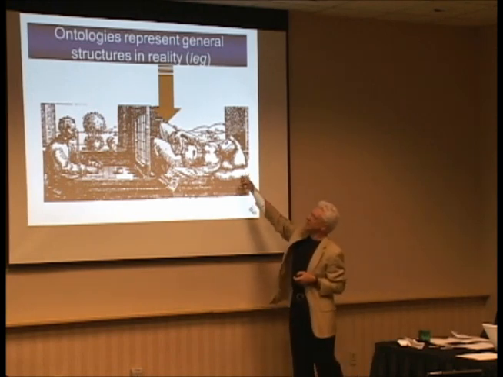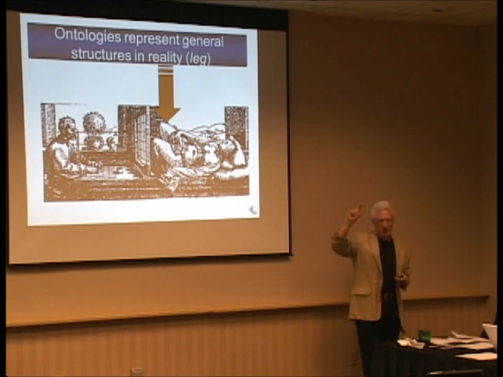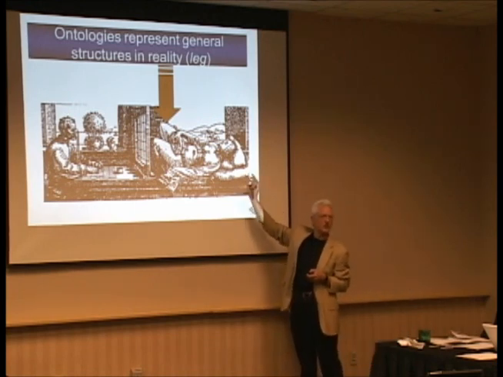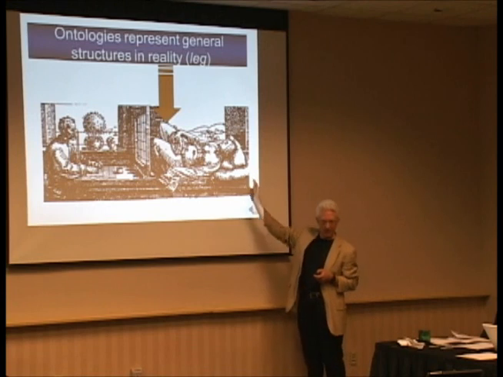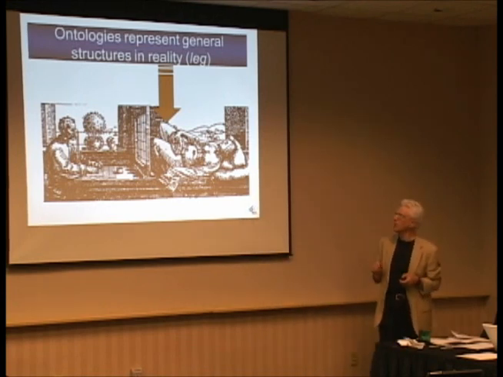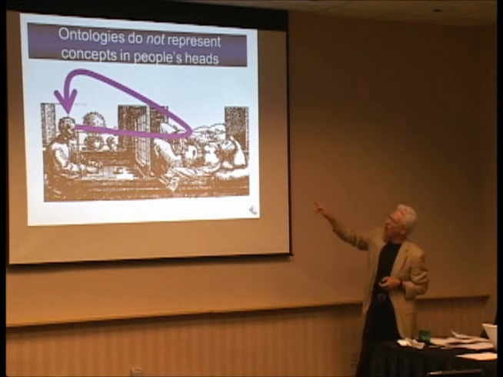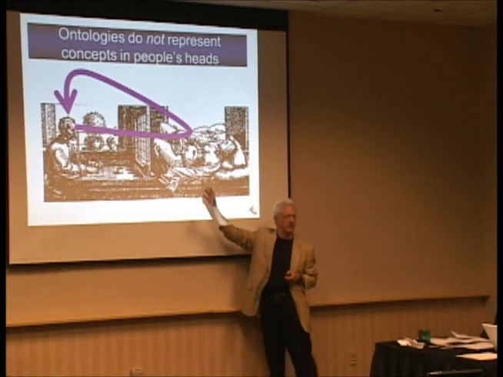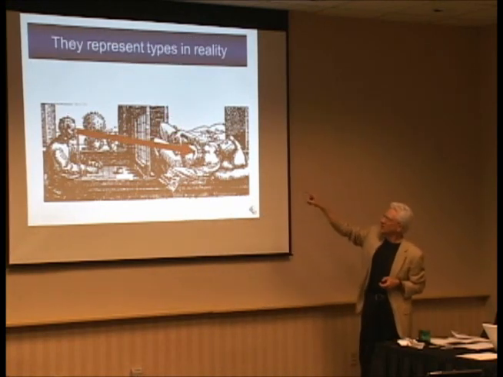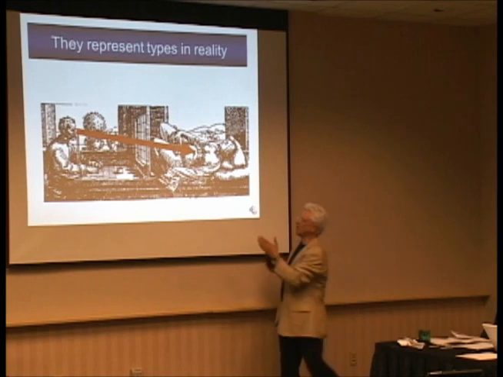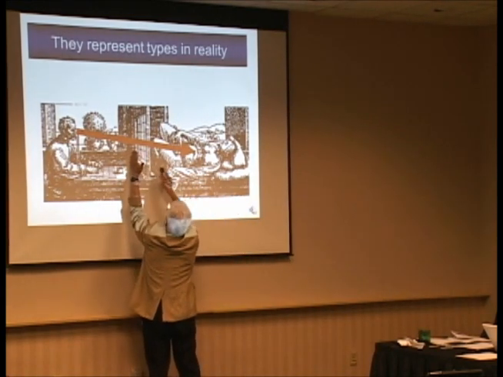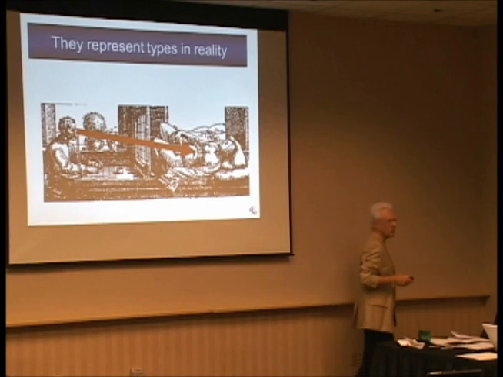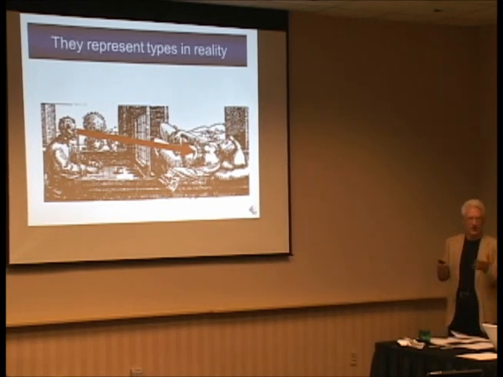The ontology represents the general structures in reality. Each box in the ontology corresponds to some type on the side of the patient or on the side of whatever is the reality that you're concerned with. Ontologies don't represent what's in your head. What's in your head is irrelevant. The ontology represents the types in reality. So only this part of the story is relevant. No one cares what was going on in the mind of Einstein when he invented relativity theory. What matters is what he wrote down on paper.